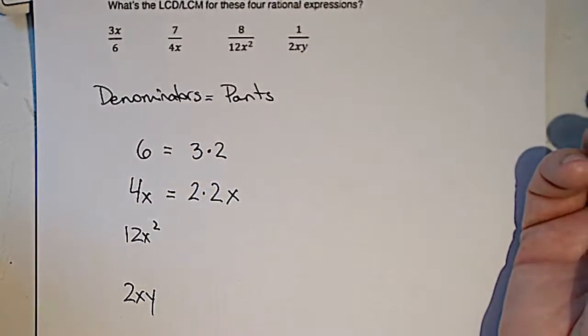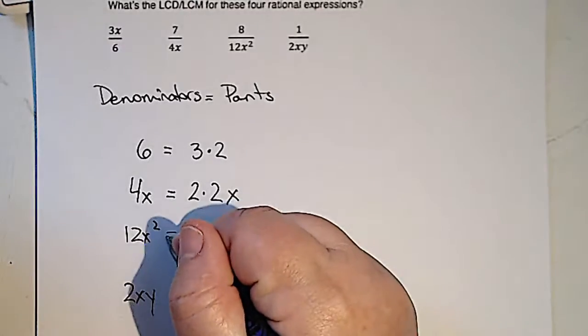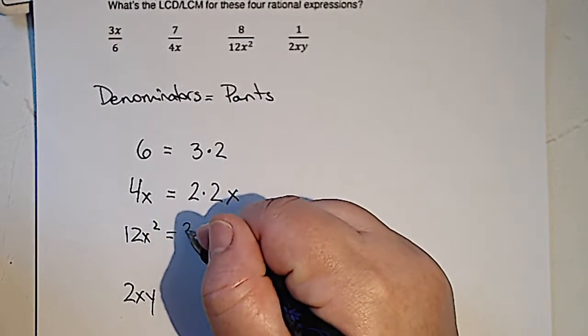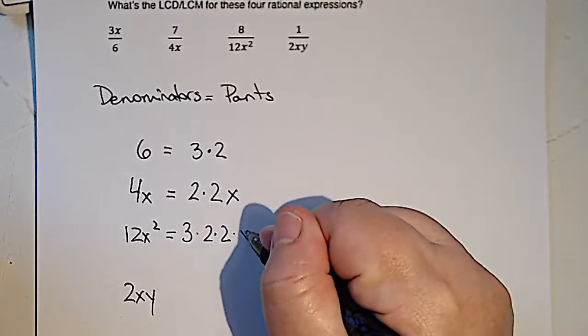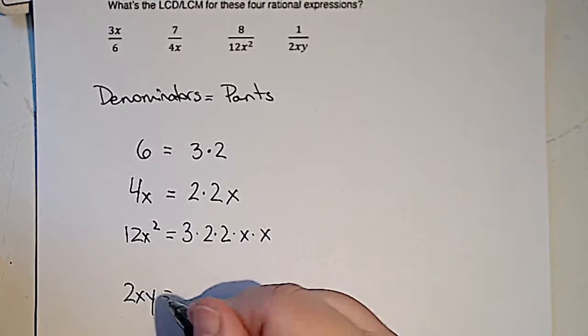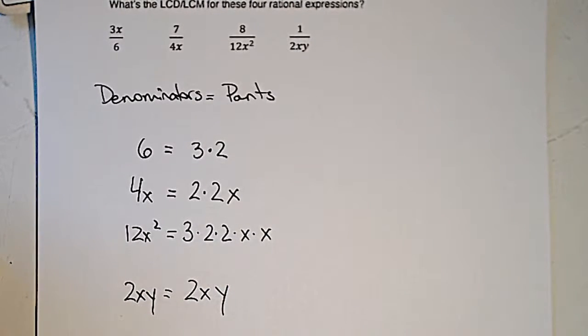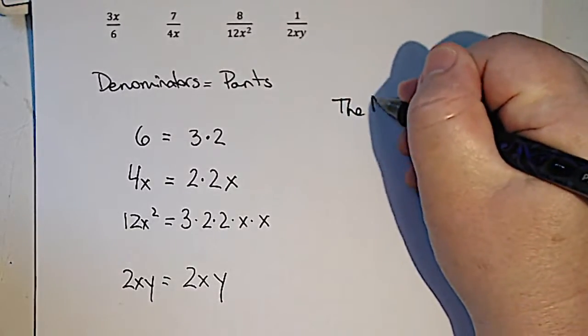Do you see what I'm doing? I'm breaking it down into its prime factors, to the smallest pieces. Now 12 is a little exciting. It's 3 times 2 times 2 because it's 3 times 4. And then there are a couple x's there. And then this one is very conveniently already broken down. So now what are we going to do from here? Well, from here, we're going to remember the most.